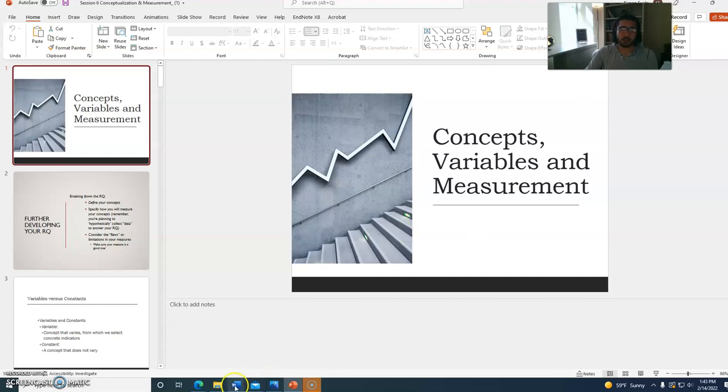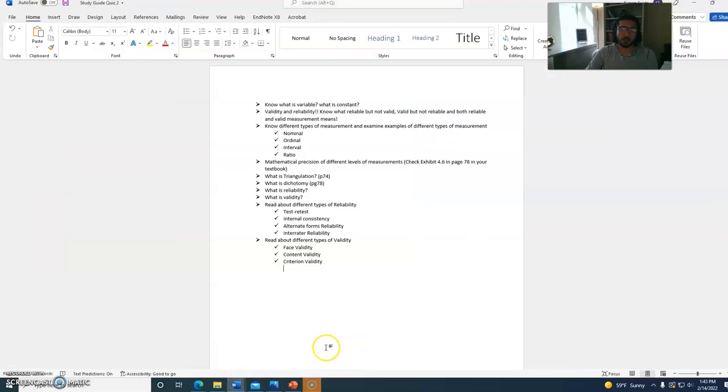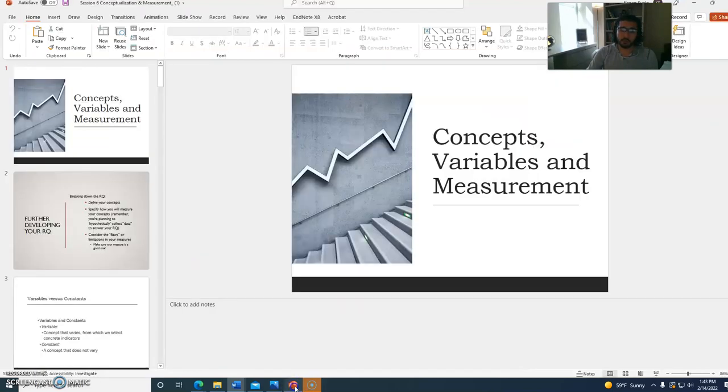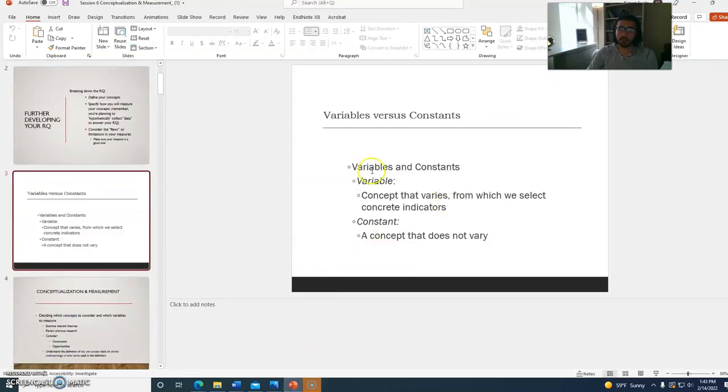Let's talk about the study guide and what you need to know. This is the study guide that I provided. You need to know what a variable is, what variable means, and what a constant is. In the PowerPoint that we went over, we are covering this concept.